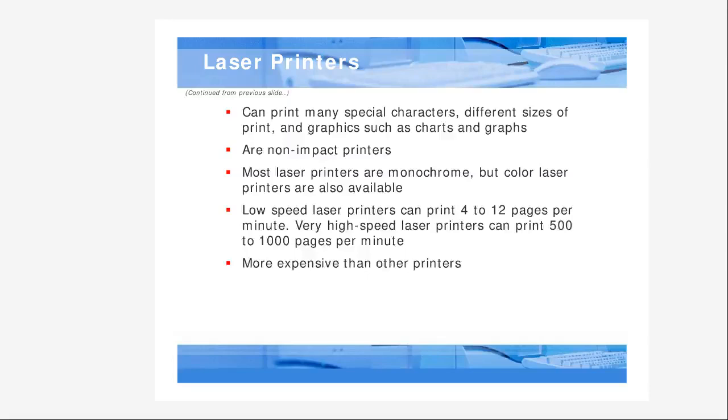And obviously it is called a non-impact printer. Why? Because we are not using any hammer striking here. Most laser printers are monochrome, but color laser printers are also available. Black and white is available, and color laser printers are also available. Low speed laser printers can print 4 to 12 pages per minute, and very high speed laser printers can print 500 to 1000 pages per minute.